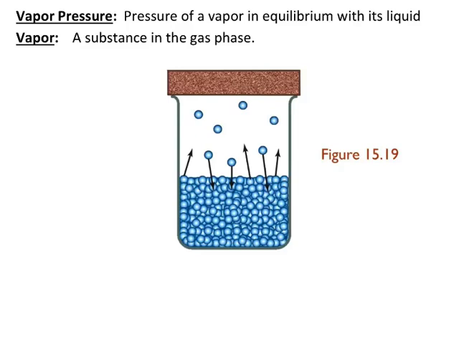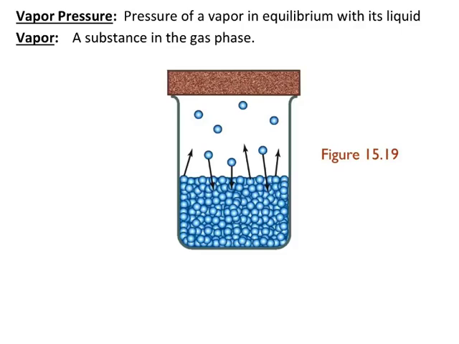Okay. I should define thoroughly what vapor pressure is. This has a large influence in a number of areas of chemistry, and so we should talk about it here. So vapor pressure is the pressure of a vapor in equilibrium with its liquid. And then a vapor is just that substance in the gas phase.